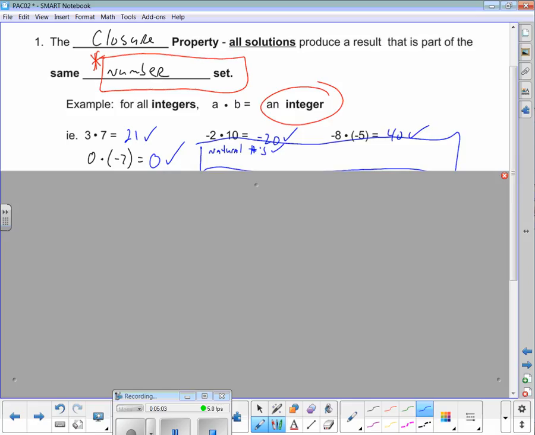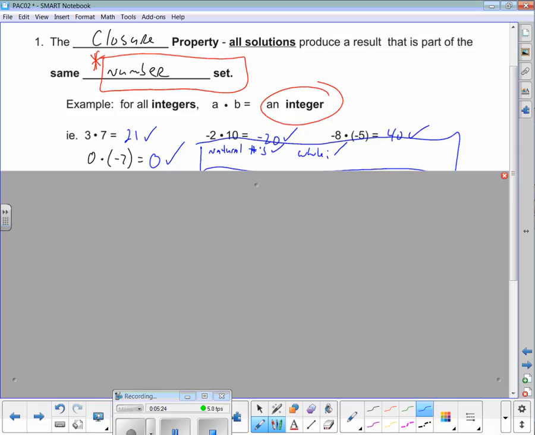How about whole numbers? What's the only difference with whole numbers? You get 0. 0 times 5, is that a whole number? Yeah, you get 0. 0 is a whole number. 2 times 11, 22, is that a whole number? Yeah, that one works. And you could go on. Whole numbers works as well. Integers, we already know works.